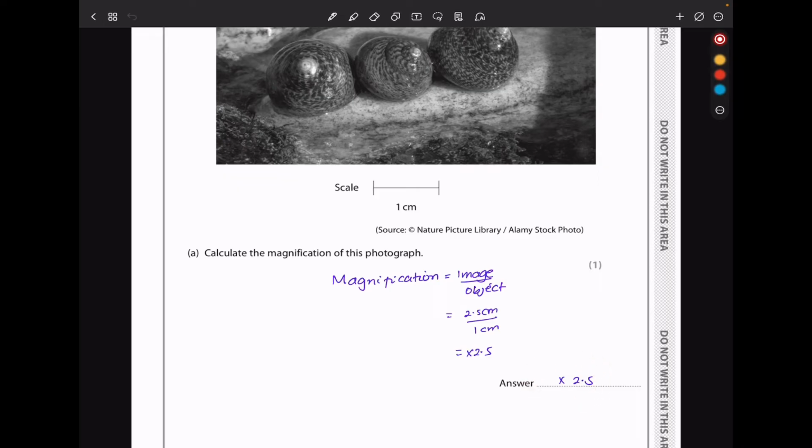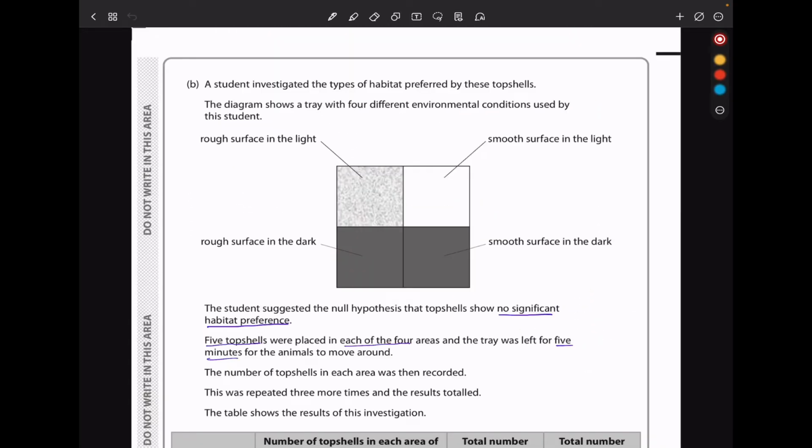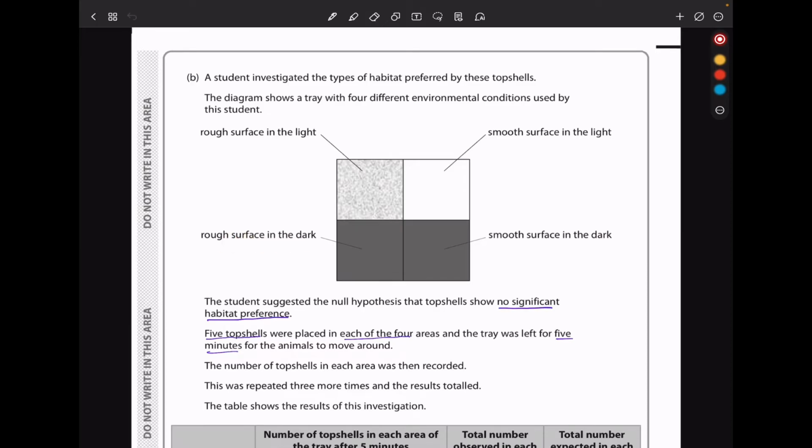That was my answer here. In part B, they say a student investigated the types of habitat preferred by these topshells. The diagram shows a tray with 4 different environmental conditions used by this student. We can see there is a rough surface in the light, smooth surface in the light, smooth surface in the dark, and rough surface in the dark.